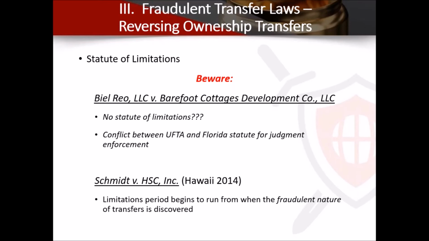So we have the Schultz, who had this Barefoot Cottages company. They guaranteed a commercial loan, and during the litigation, they transferred millions of dollars into an irrevocable trust. It was kind of sloppy. The wives were the trustees. It was an obvious fraudulent transfer. But they lost at the trial level because 4 years had passed.